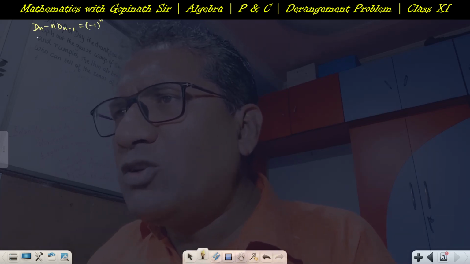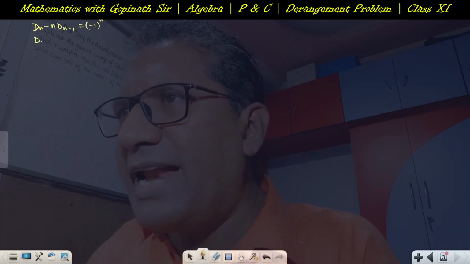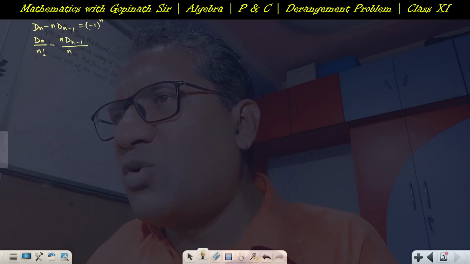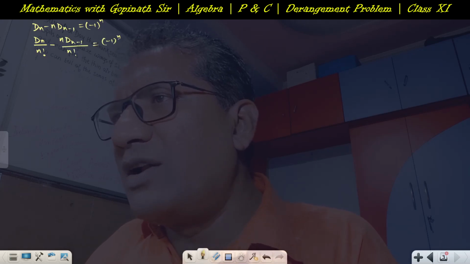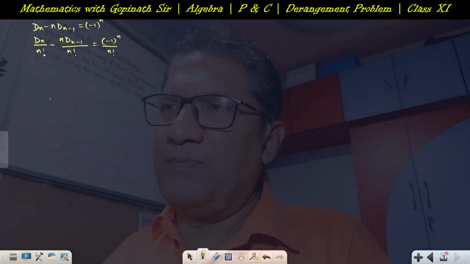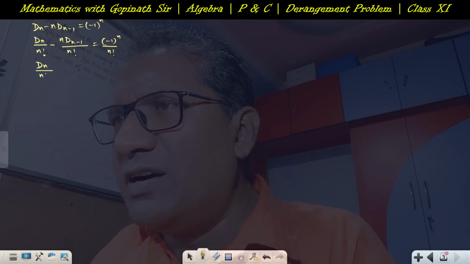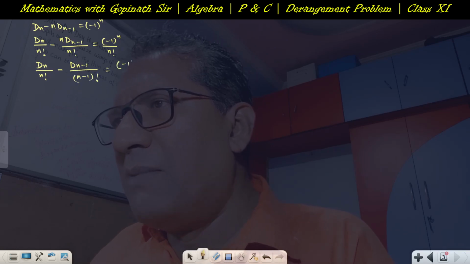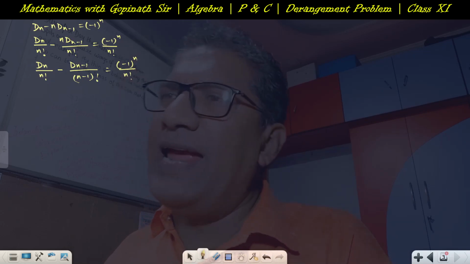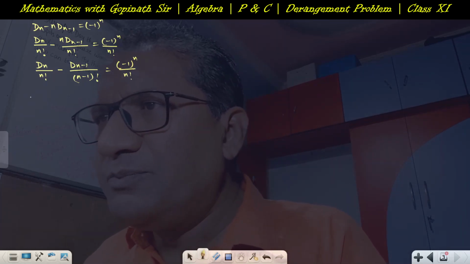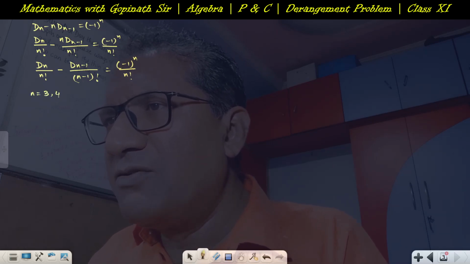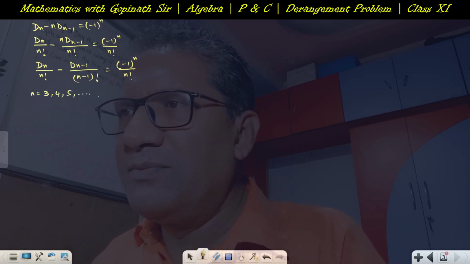Now I am dividing both sides by factorial n. So what we are getting? dn over factorial n minus dn minus 1 over factorial n minus 1 is minus 1 whole to the power n by factorial n. Now let me just put n equals to 3, 4, 5 and so on till n.